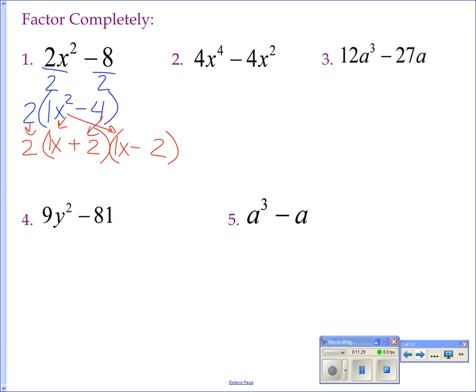Okay. All right, number 2, 4x to the 4th minus 4x squared. All right, Elijah, what am I doing first? Good. What goes into both of them? 4. Anything else I write underneath both? X to the what? Very good.